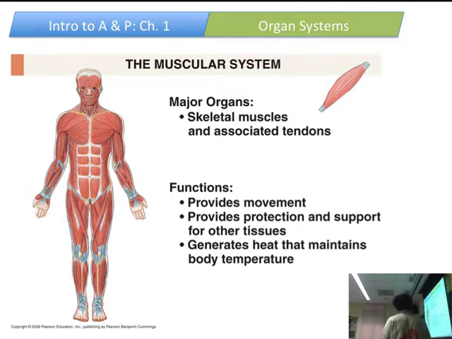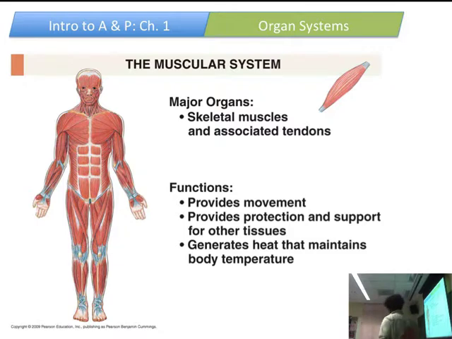The muscular system. There are three types of muscle cells. There is skeletal muscle, cardiac muscle, and smooth muscle. Only skeletal muscle is part of the muscular system. Okay? Cardiac muscle is the heart, that's part of the circulatory system, and smooth muscle finds itself all over the place. This is non-voluntary muscle that you're not able to consciously control.